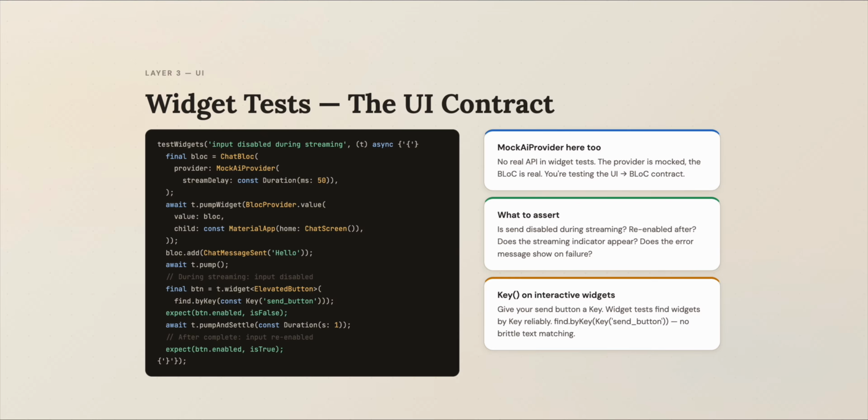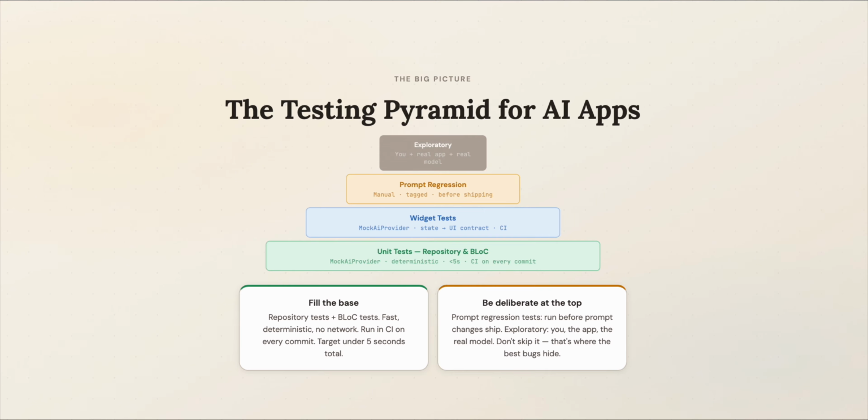Now let me map what we have built to the testing pyramid. At the base, we have unit tests: fast, numerous, no network. Repository tests and BLoC tests both live here. These should run in your CI pipeline on every commit. The target is under 5 seconds total.